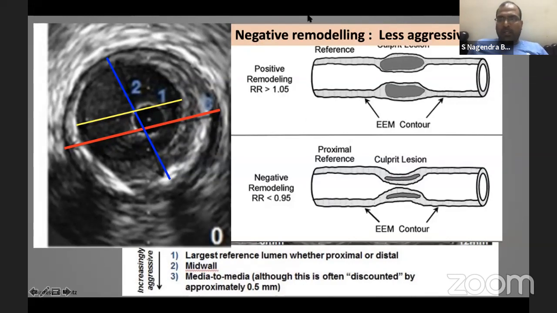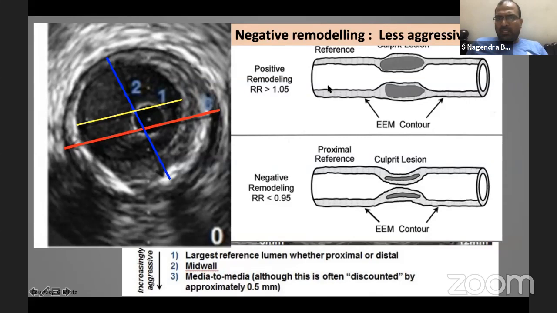What is remodeling? As I told earlier, the Glagov hypothesis: remodeling happens. Initially, it is positive remodeling. Later on, the vessel luminal encroachment happens, and some vessels go for negative remodeling. So this is the reference. Let's presume this is the reference. This is the disease segment. I calculate the EEM here. I calculate the EEM here. I summate the EEM area.